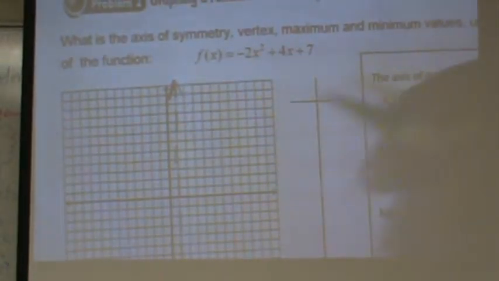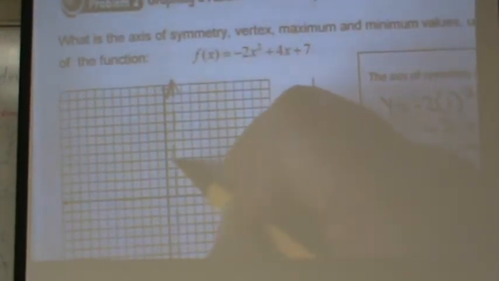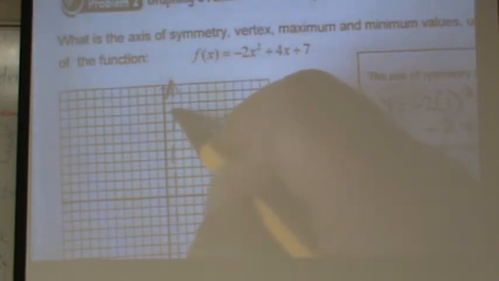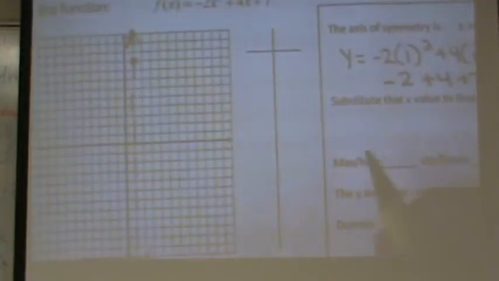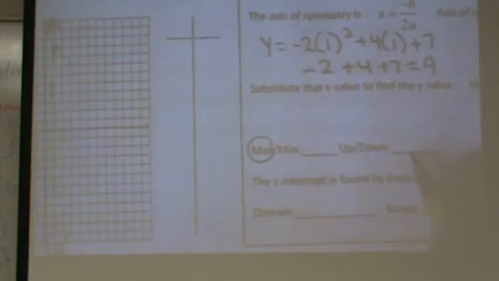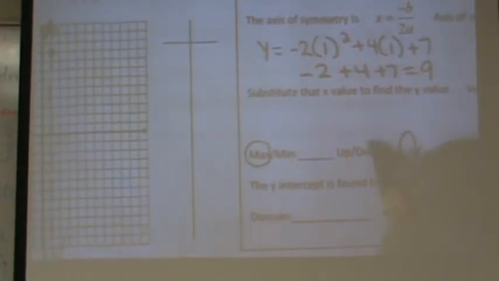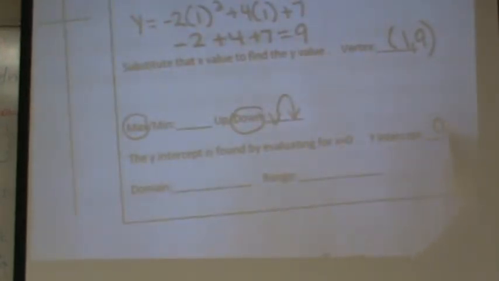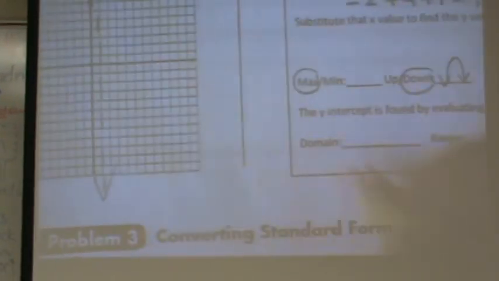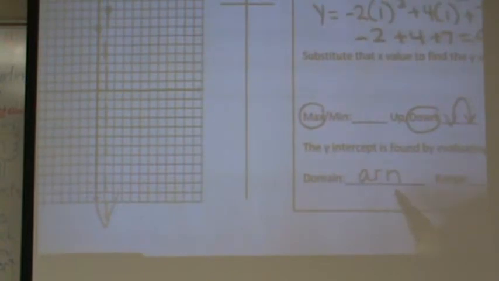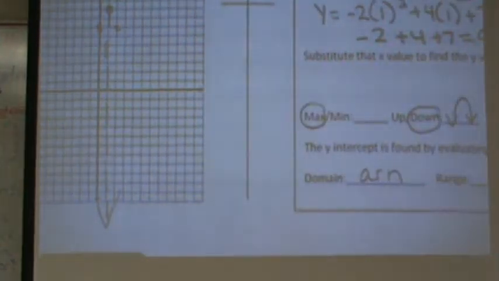Can you tell me anything more about this? It's a max. Good job. What else? It's going down, upside down. What's the y-intercept? 0, 7. Anything else you know? Domain is all real numbers, okay. What else? 2, 7 is another point. 2, 7, thank you. Robert, 2, 7, good job.